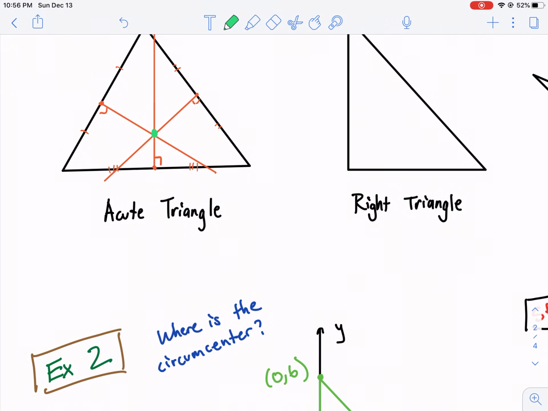For acute triangles, it's always inside the triangle. The POC is inside. Why am I putting that parentheses? Not sure. I'll put POC inside.